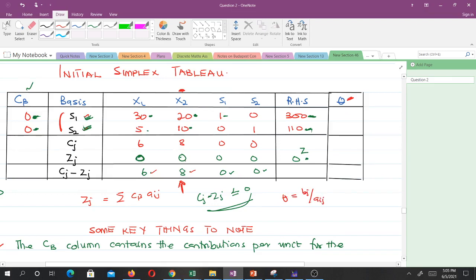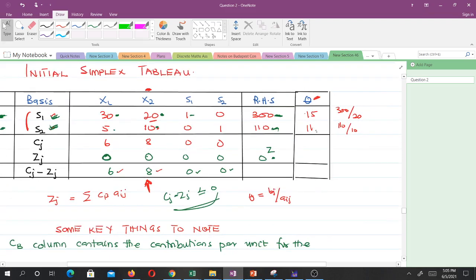Okay, so with what we have here, it is going to be 300 over, you can see that this is what is going in, right? And the corresponding value for it here is 20, so over 20, and that's going to give us 15, and this will be 110 over 10, right? And that will give us 11. So you can see that when we compare the 15 and the 11, 11 is lower than 15, okay? So that means that this row is going to go out.